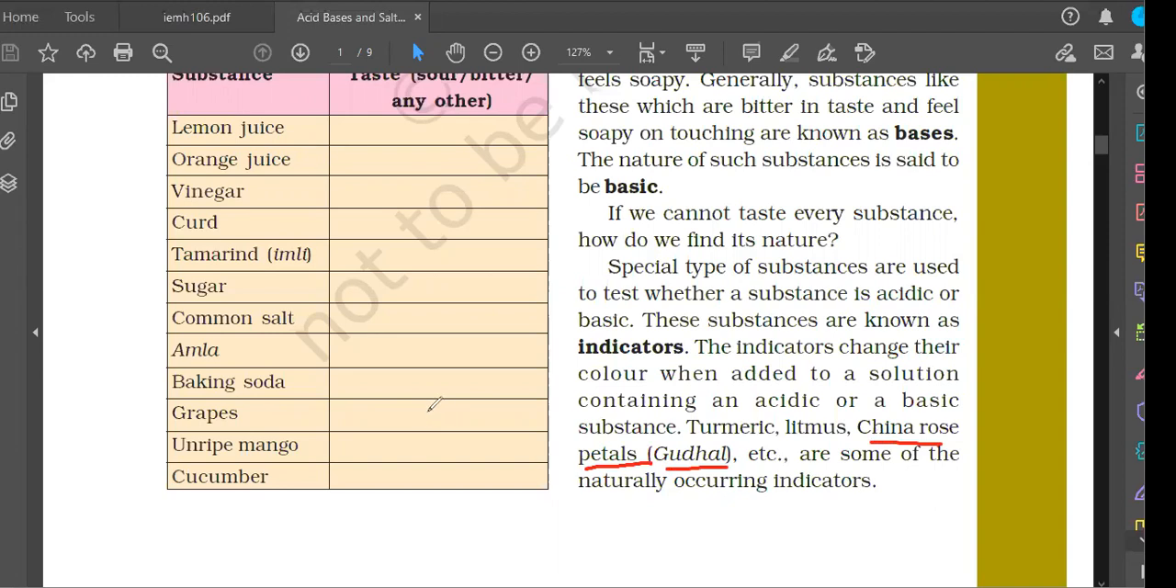That flower is commonly used to study the parts of a flower, petals, stamen and all those things. Bio is very interesting. So what are indicators? Indicators are special substances which test if a substance is acid or base. How do they do so? By changing their color or smell.